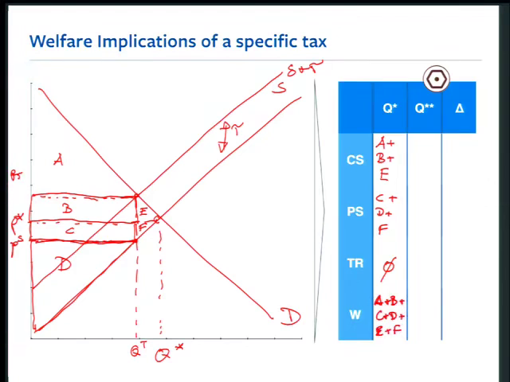Okay, now let's charge our tax, and let's figure out consumer and producer surplus after we charge the tax. So now the price that consumers pay, PC right here, is this high. They're consuming QT units, and this is demand. So consumer surplus is going to be area above price, below demand, over the range of consumption. It's just going to be A.